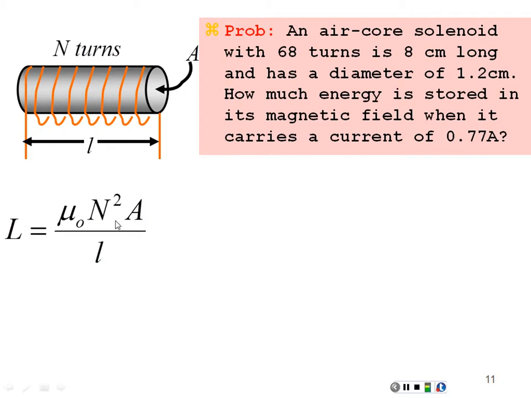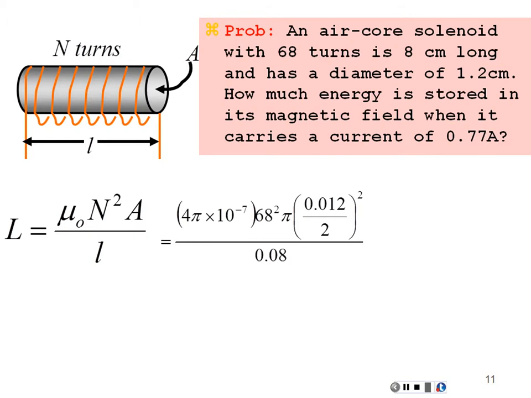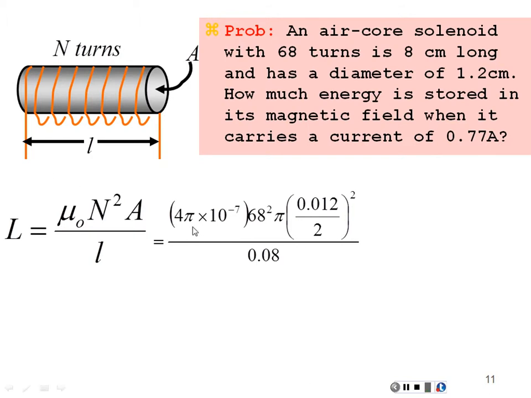In this case, n is 68 turns. L is 8 centimeters long, 0.08 meters, and it has a diameter of 1.2 centimeters, so the area is going to be pi times the radius squared. So we're going to have mu naught, 4 pi times 10 to the minus 7, 68 turns squared, pi times the radius squared, which will be half the diameter squared, over the length, 0.08 meters. This gives us an inductance of 8.2 times 10 to the minus 6 henries.